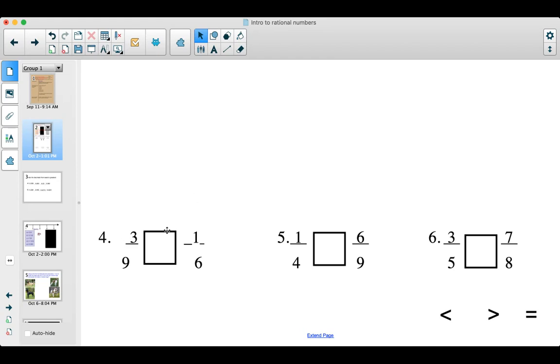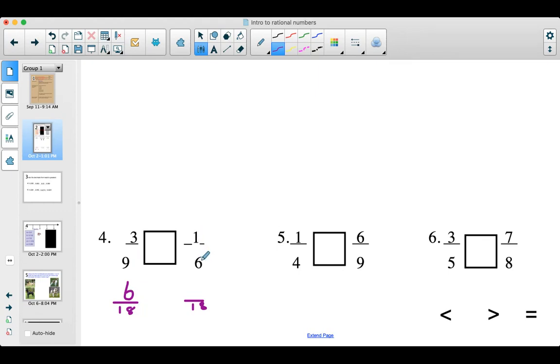So this one, I have a 9 and a 6. If I think about common multiples, let's do the multiples of 9. 6 doesn't go into 9. If I double 9, I get 18. 6 does go into 18. So I can write both of these as something over 18. All right, now for 3/9, to get from 9 to 18, I have to multiply by 2. So if I multiply the top by 2 also, 3 times 2 gives me 6. So 3/9 is the same as 6/18.